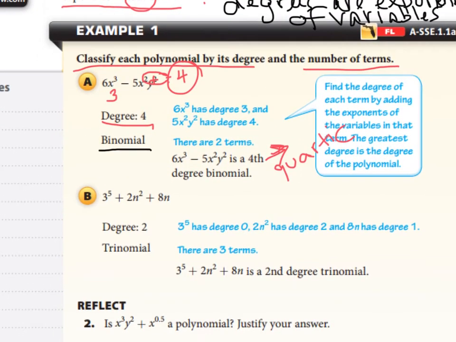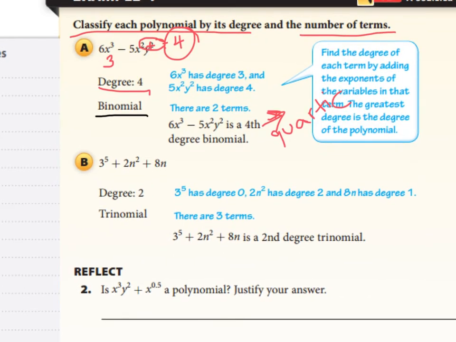Looking at the next one, letter B, we have 3 to the 5th plus 2n squared plus 8n. So here we have just a number. It doesn't have a variable. So since it doesn't have a variable, we say it has a degree of 0. Yes, it has an exponent of 5, but that exponent's attached to a number, and degrees only refer to exponents of variables. The second one has a degree of 2 because it has the n squared.